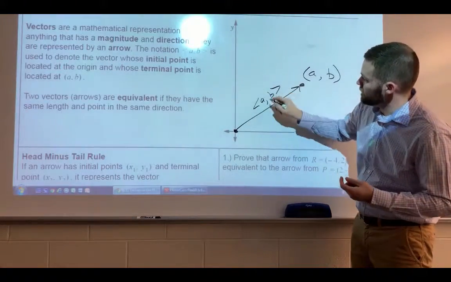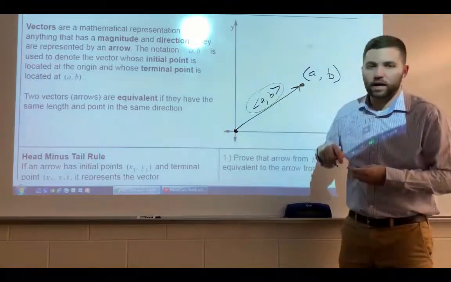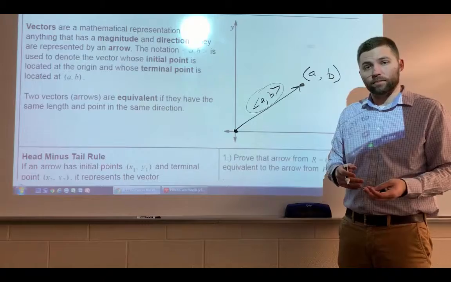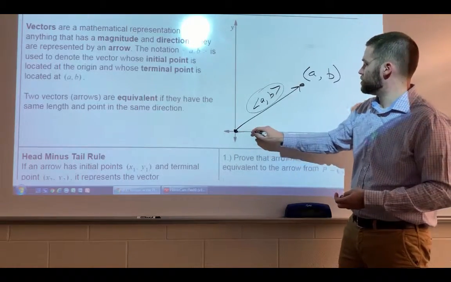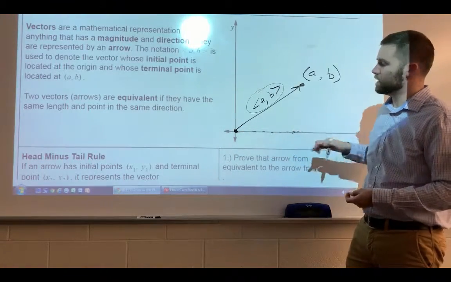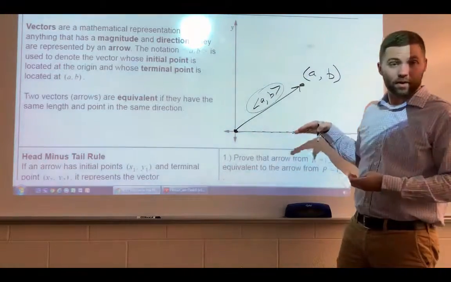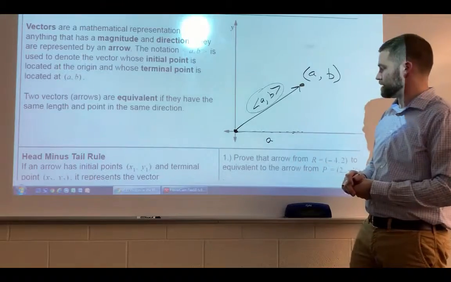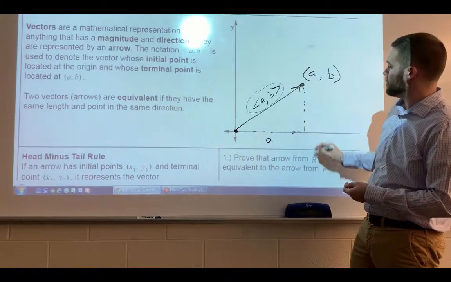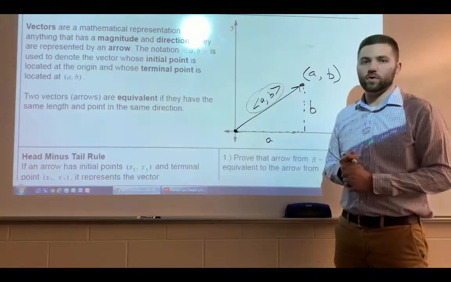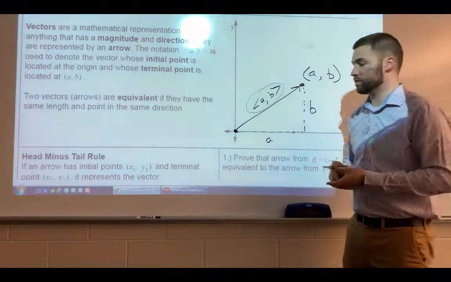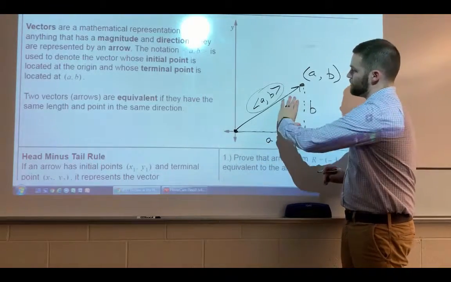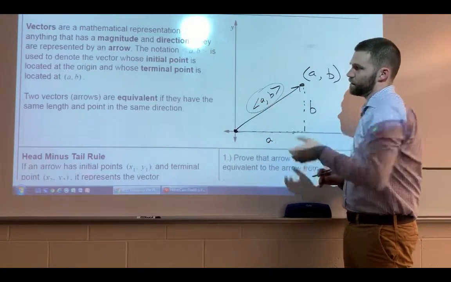And this form right here, with the arrows, is called component form. It's called component form because if you break this vector into its left-right and up-down parts, those are called its components. So this horizontal distance would be a, and the vertical distance here would be b. Each part of the vector, the horizontal part a and the vertical part b, is written as ⟨a, b⟩.